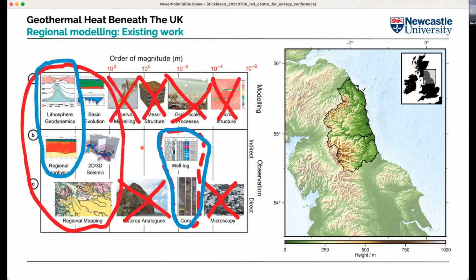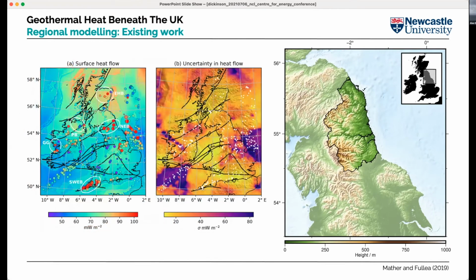Another approach that people have taken to try and understand heat flow is to look at much larger scales and look at the heat that comes from the mantle into the base of the crust. So here's an example from a paper a couple of years ago, and what this paper did was they looked at the strength of the magnetic field at the Earth's surface, and they estimated something called the Curie depth, which is a depth around which the temperature is around 580 degrees C. And they mapped this depth across the UK, and from that estimated the heat flow between the Curie depth and the surface. And they got this map here on the left.